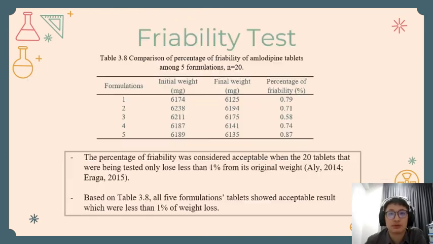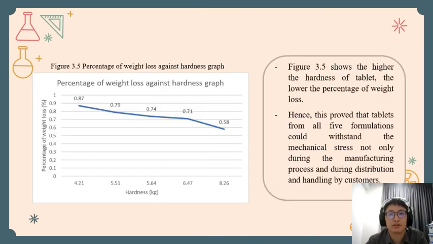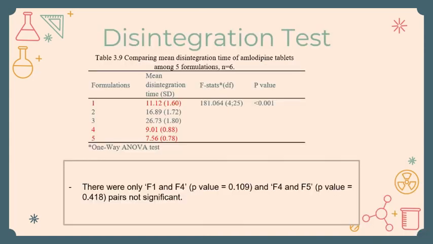Based on table 3.8, all 5 formulation tablets show acceptable results since there was less than 1% weight loss. Figure 3.5 shows the higher the hardness of the tablet, the lower the percentage of weight loss.